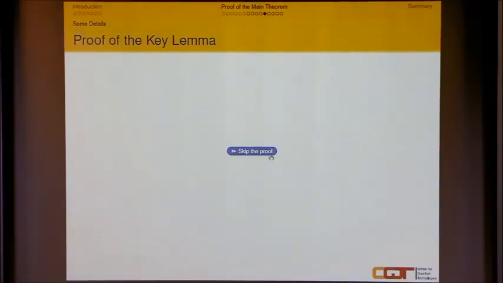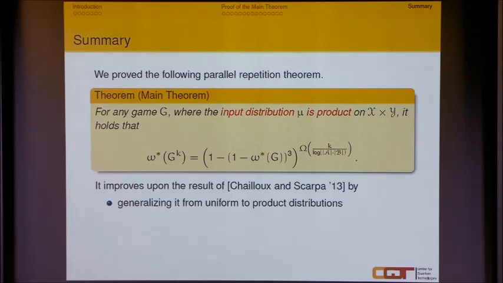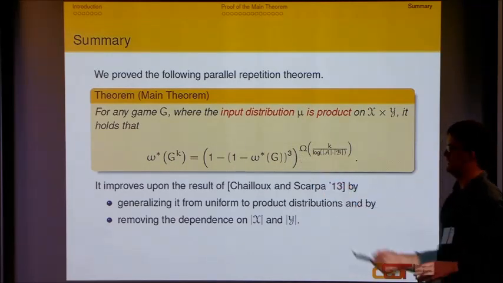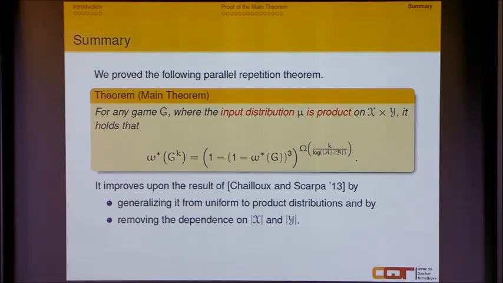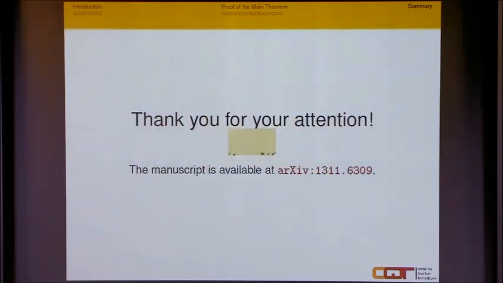I will skip the proof and go straight to the end. This is the theorem that we have proved, and it improved upon the previous result by generalizing it from uniform to product distributions, and by removing the dependence on the size of the questions in the exponent, although we have 3 in the exponent and the previous result had 2. And maybe as an open problem, a parallel repetition theorem of this form for general games is still unknown. With this, I would like to thank you for your attention.